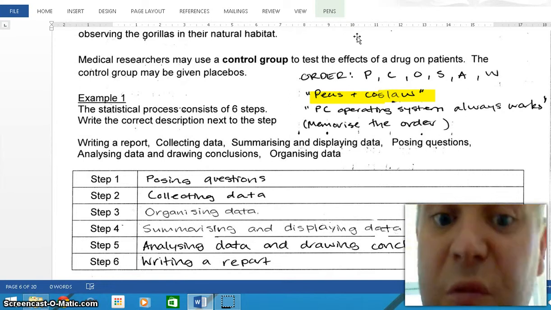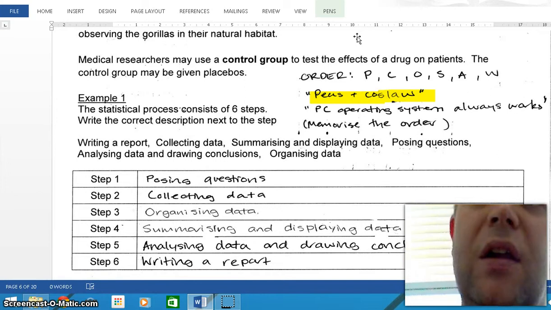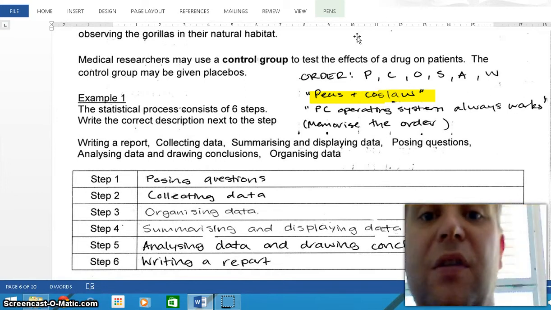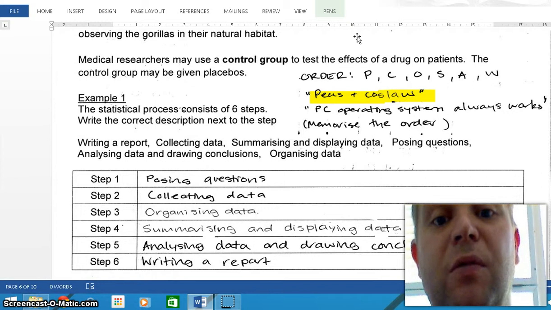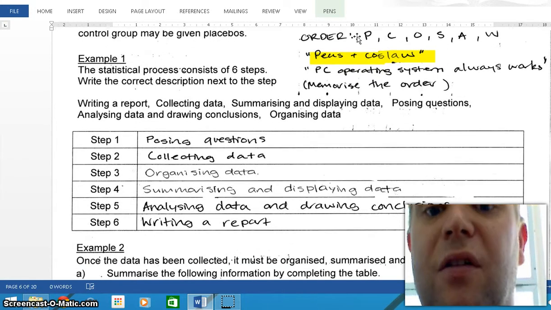Then we look at summarising the data. We go through and we look at, okay, there has been a percentage increase and the average for each one of those people that did that exercise program correctly was this. We make it into a nice pretty graph. Then we look at analysing the data.